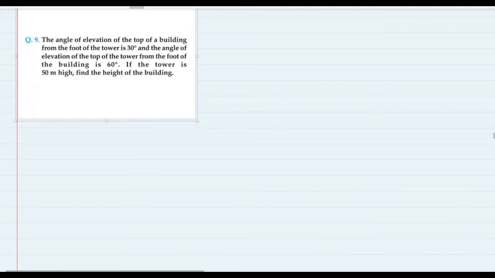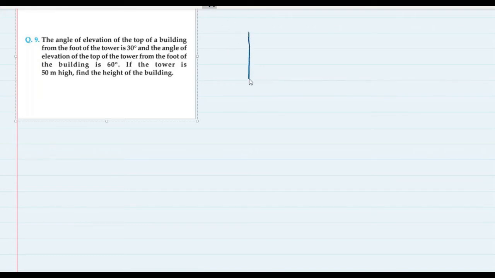The angle of elevation of the top of a building from the foot of the tower is 30 degree, and the angle of elevation of the top of the tower from the foot of the building is 60 degree. So there is one building and there is one tower, and both are having different heights. Which is higher and which is lower, we don't know. The angle of elevation of the top of the tower is 60 degree, so definitely tower is higher than the building, right?